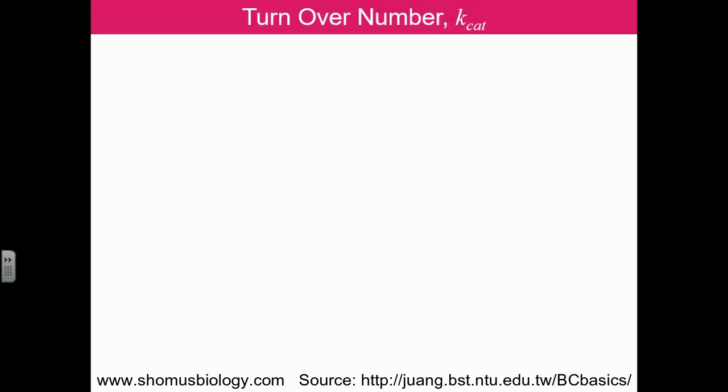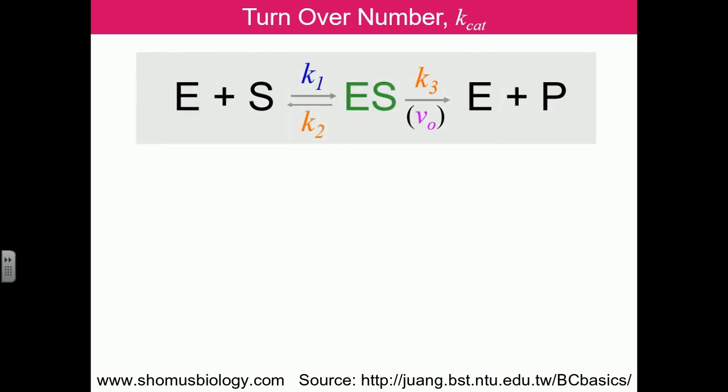Now let's talk about another important concept, that is the turnover number, known as kcat. And again, to understand kcat, we need to go back to the Michaelis-Menten equation and the simple idea of how enzyme and substrate are linked to produce product. We know enzyme and substrate will interact. They will form the transient state or enzyme-substrate complex. Then the product will be formed and taken out, and the enzyme will be freed.